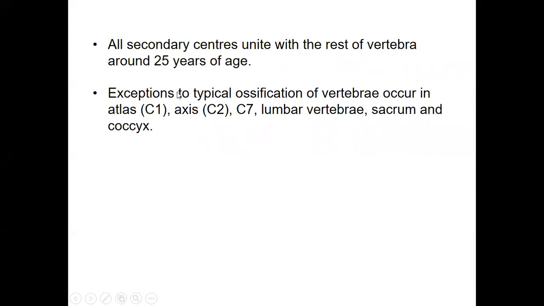Exceptions to the typical ossification of a vertebra occur in the atlas, axis and C7, the lumbar vertebrae, sacrum, and coccyx. This is an exception to the typical ossification of the vertebra, because for these vertebrae, C1, C2, C7 and the remaining parts, their shapes are different, so the ossification centers might be slightly different.